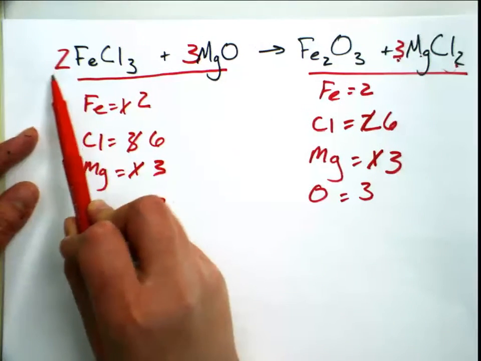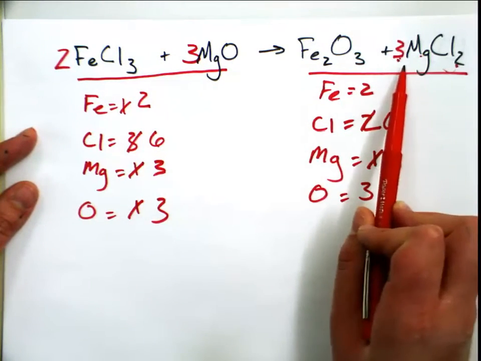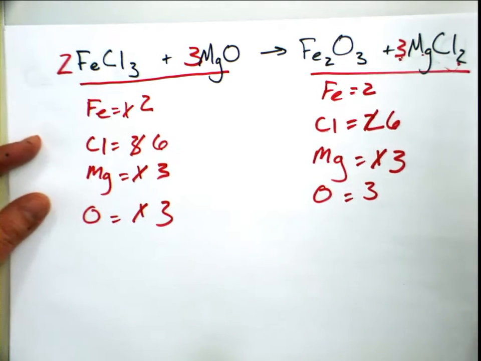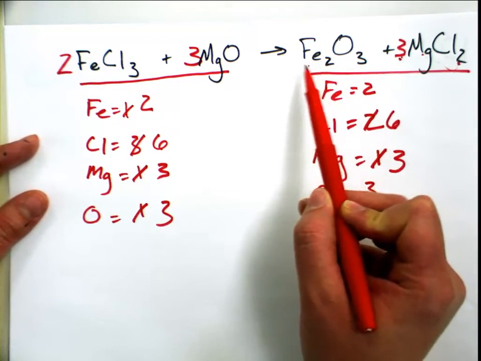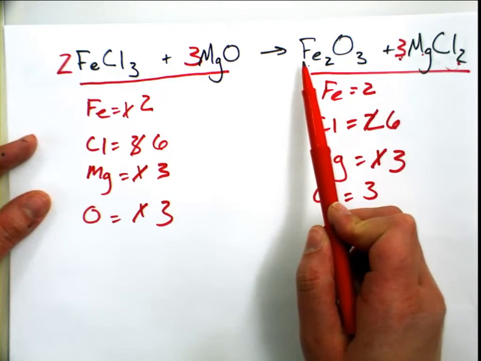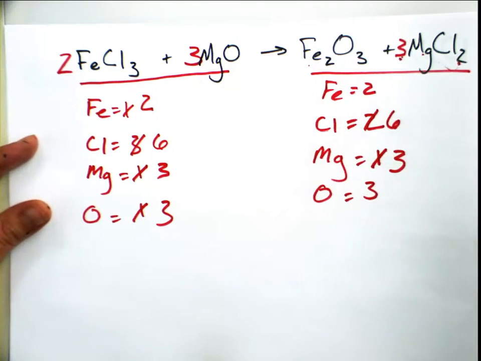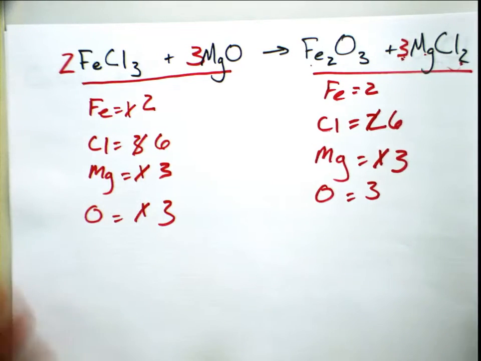Just double checking, we have the lowest possible whole number coefficients, and if you notice, we didn't need to add a coefficient to iron 3 oxide, which is fine. The coefficient of 1 does not have to be shown, it's just not written down.